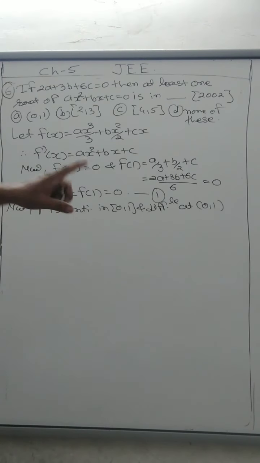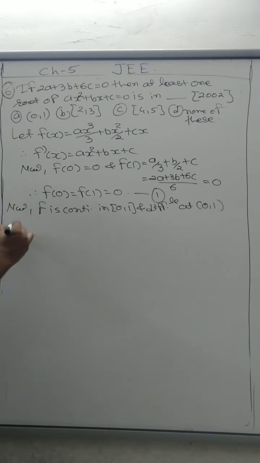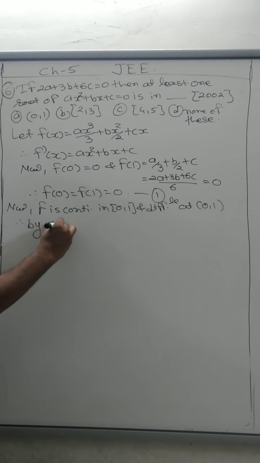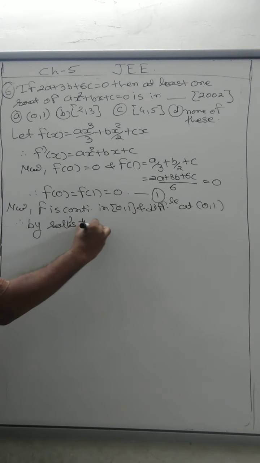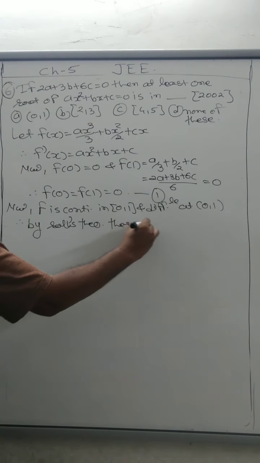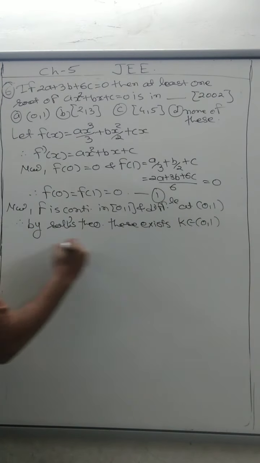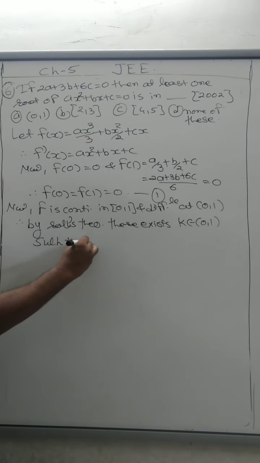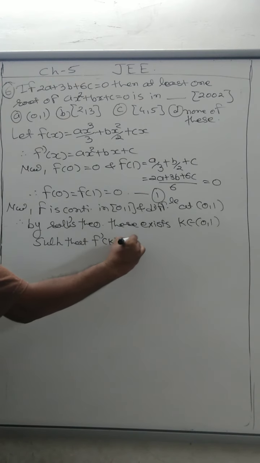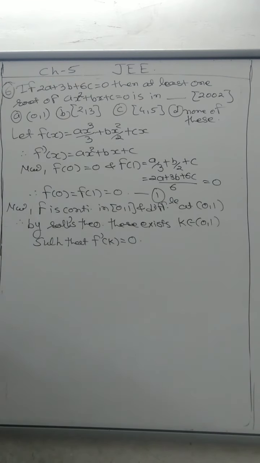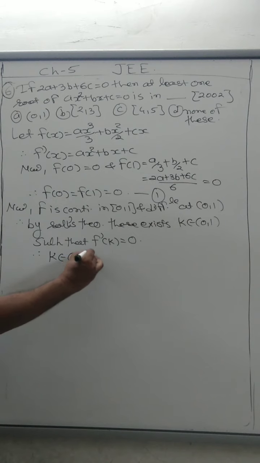So f is continuous and differentiable on 0 to 1. Therefore, by Rolle's theorem, there exists k belonging to (0, 1) such that f dash k is equal to 0, right? So there exists f dash k equal to 0, and therefore we can say that k belongs to 0 to 1.